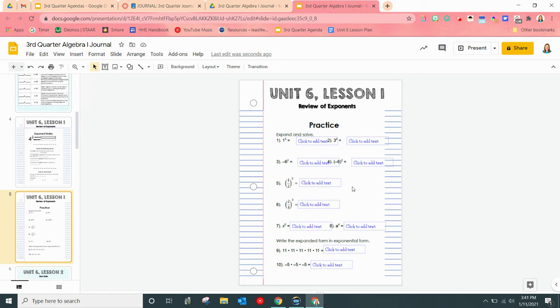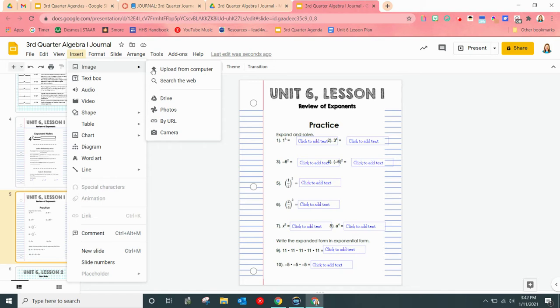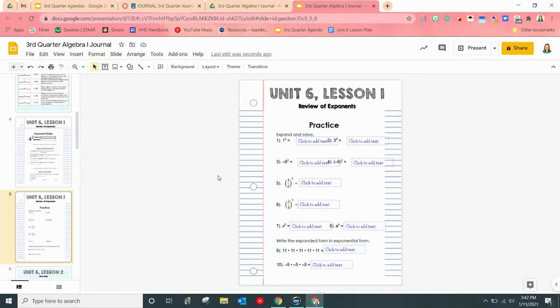So your other option, if you don't have a printer at home, that's okay. You still may want to delete all these text boxes and get a piece of paper, write these problems down, and then I would just insert an image. Up here, insert image, camera. I would click that, or upload an image from your computer, either one. I would take a picture of you working these problems on paper and just insert them in here. I think that's going to save you a lot of time.